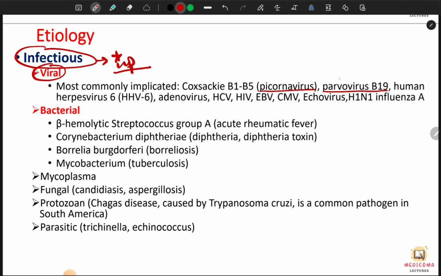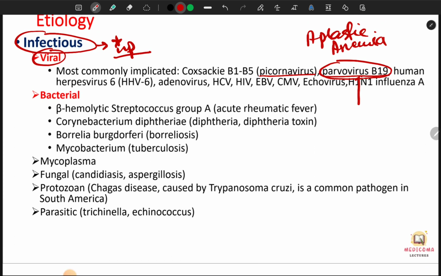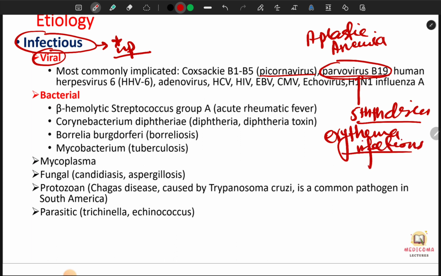Parvovirus B19, which also causes aplastic anemia, and also it causes fifth disease, erythema infectiosum. And human herpes virus 6, adenovirus, hepatitis C virus, HIV virus, Epstein-Barr virus, cytomegalovirus, echovirus, influenza virus, all of these viruses are involved in myocarditis. And among the viruses mentioned above, Epstein-Barr virus also causes infectious mononucleosis, also called kissing disease.